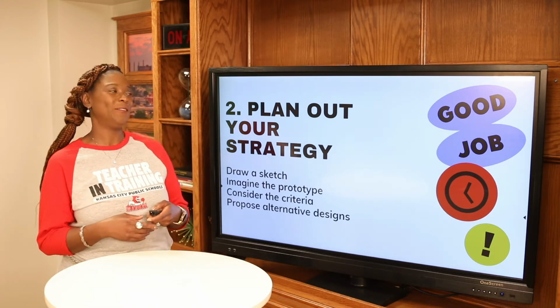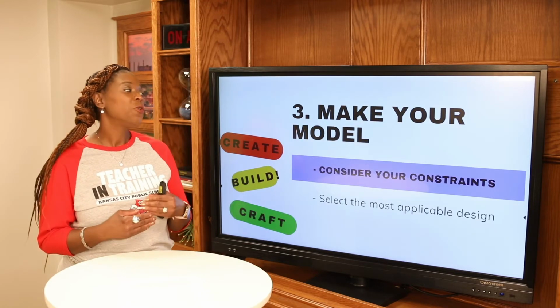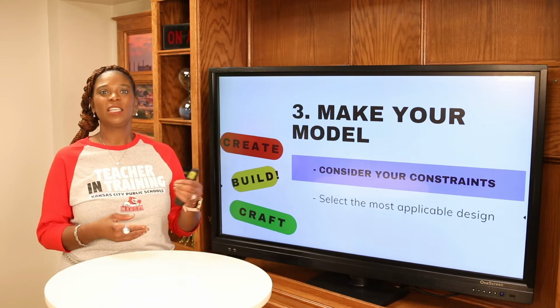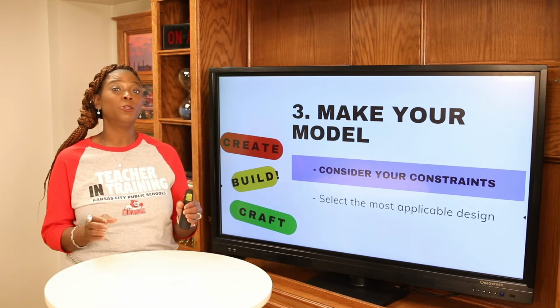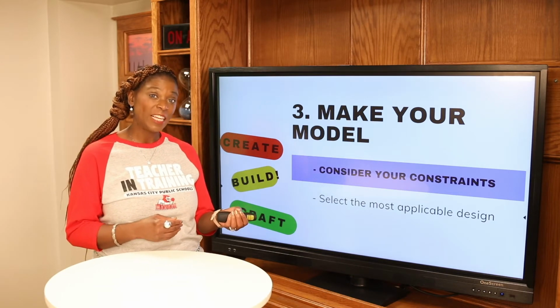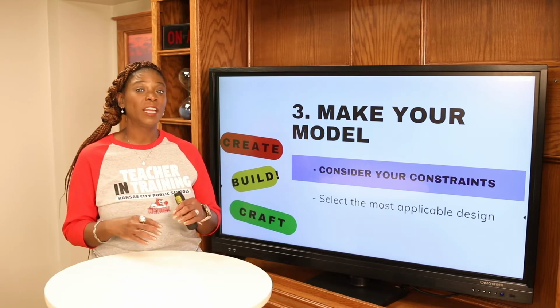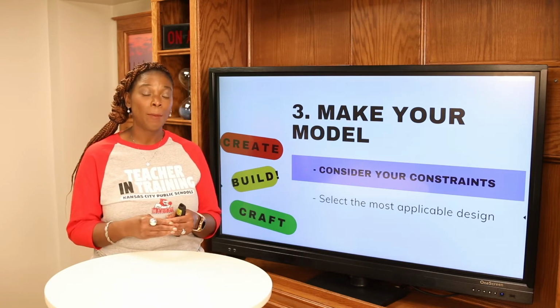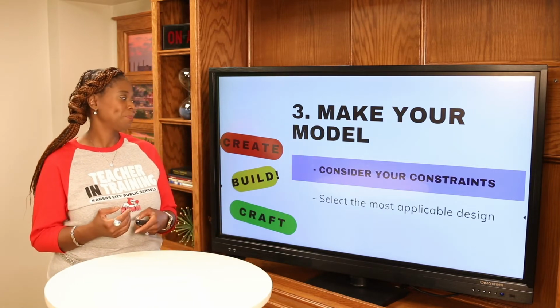So let's keep going. Next, it's time to make your model. When you make your model, always consider those criteria and constraints and select your most appropriate design. That means that if you've chosen a thumbnail sketch or an isometric sketch, you want to use the one that's going to give you closest to the thing that you can replicate when you decide to build your prototype.